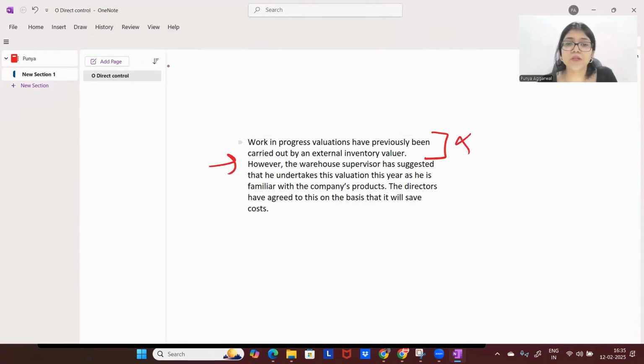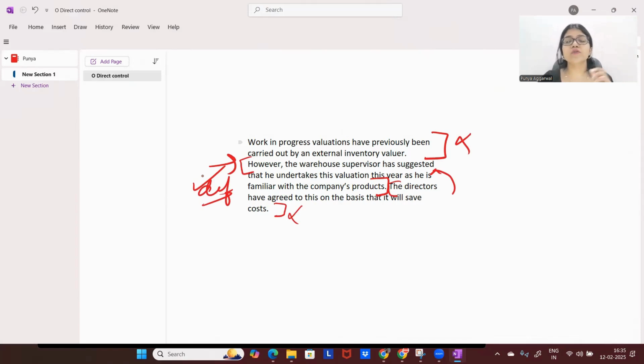Next line. However, the warehouse supervisor has suggested that he undertakes this valuation this year as he is familiar with the company's products. Now, from here to here I found my deficiency. Okay, I found the deficiency. Last line: the directors have agreed to do this on the basis that it will save cost. Now again this is part of this, so I did not get my direct deficiency from this line, right? So again, this is not a direct deficiency.